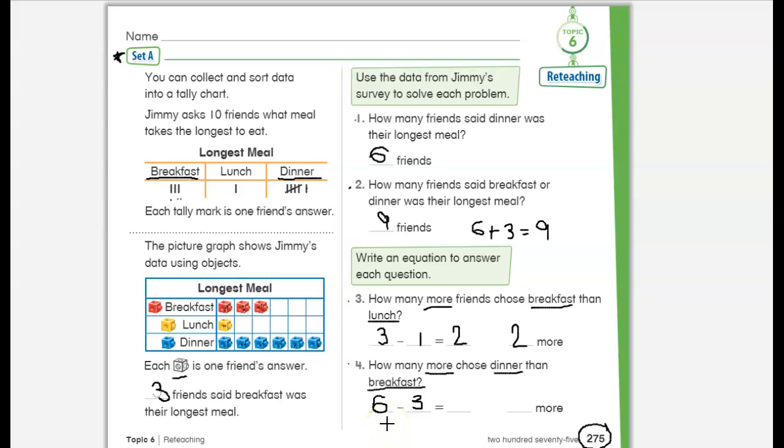Subtract to solve the problem. 6 minus 3 equals 3. 3 more chose dinner than breakfast. You can check your work by looking at the picture graph. We see that both had votes for breakfast and dinner, but after breakfast votes ran out, there were 3 more dinner votes.